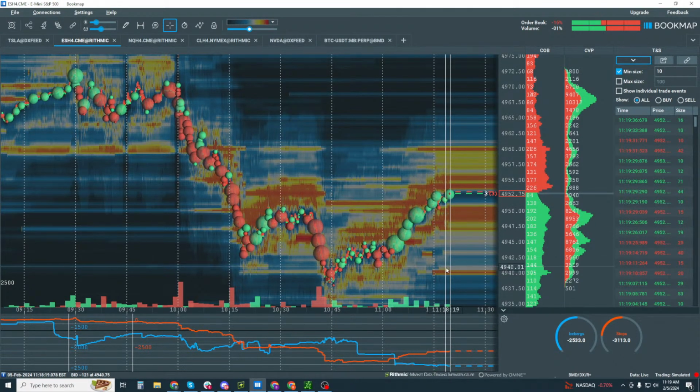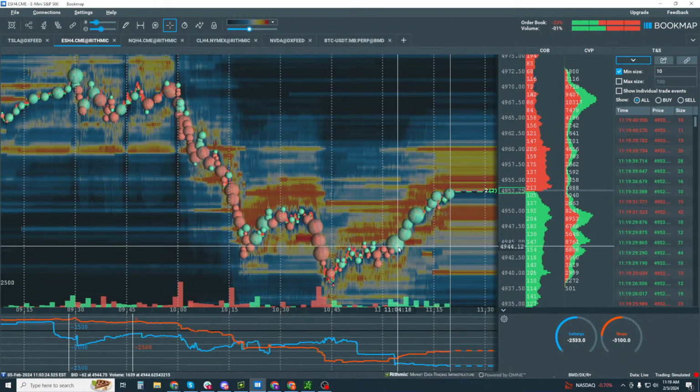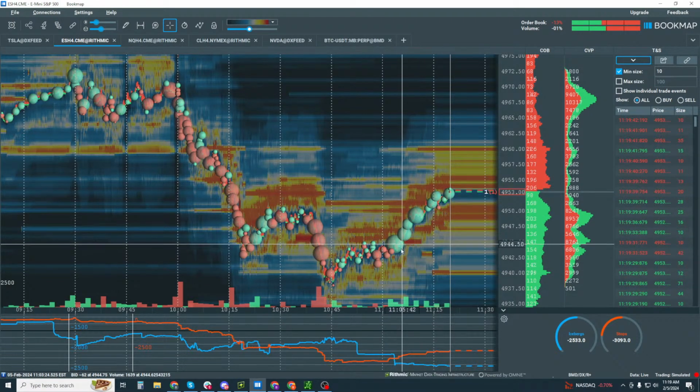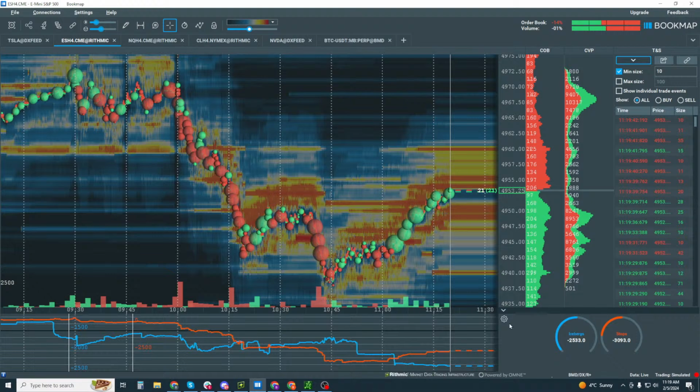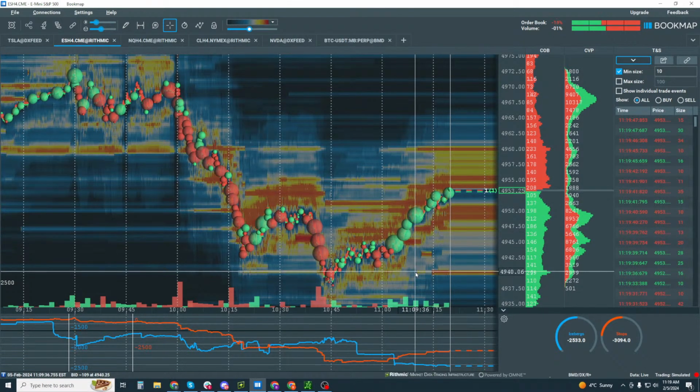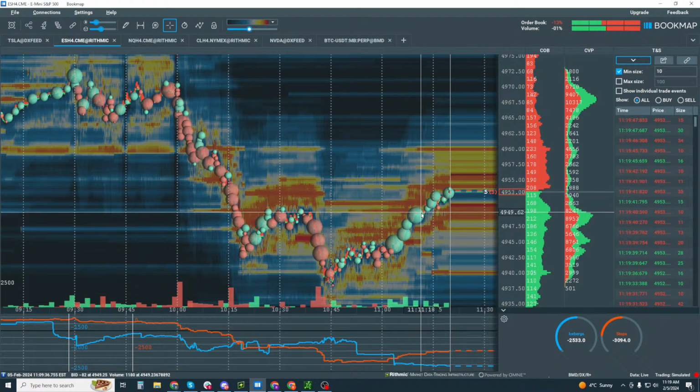Okay, and then you'll get the sellers come in and move it back down into either the range, the other side of the range, or continuation of the trend. So that's typically what we look for.